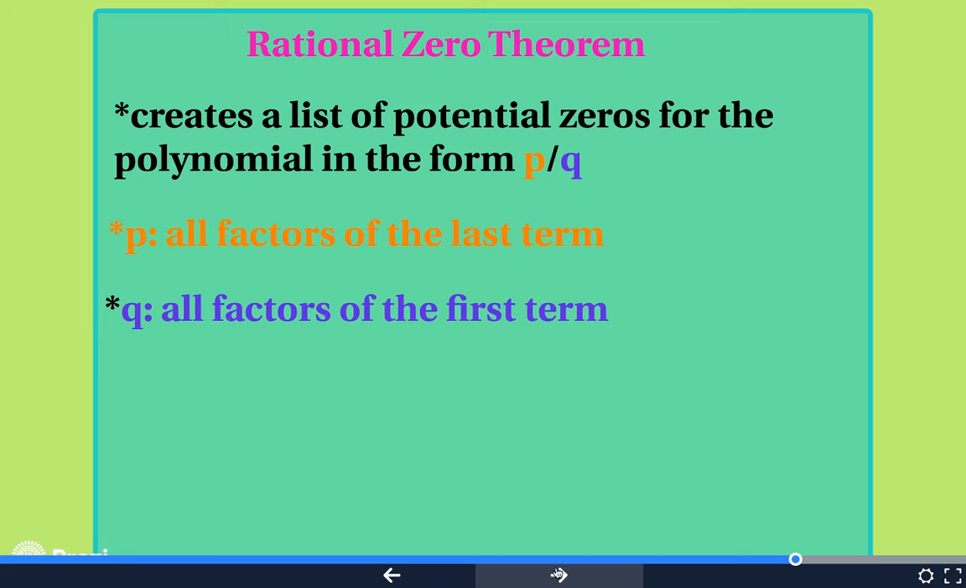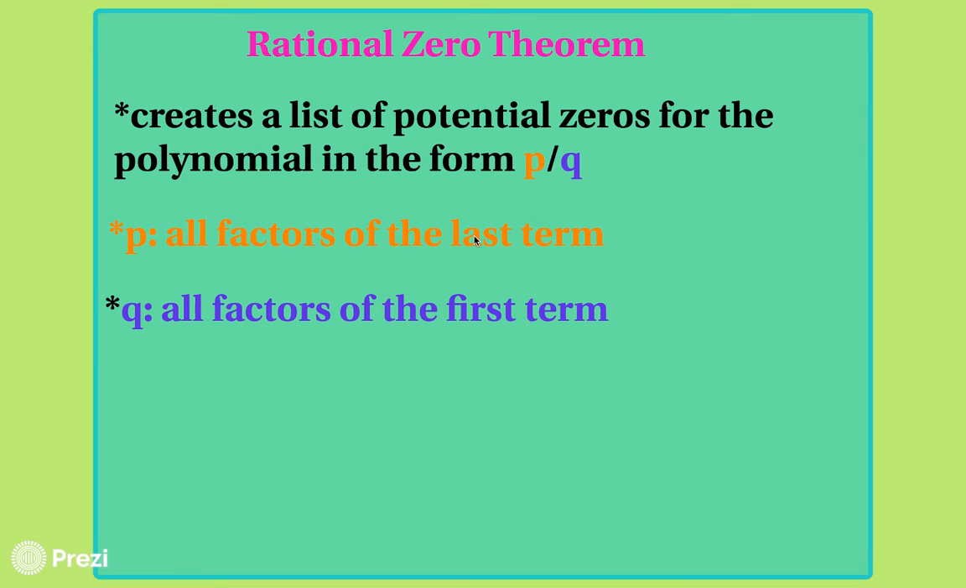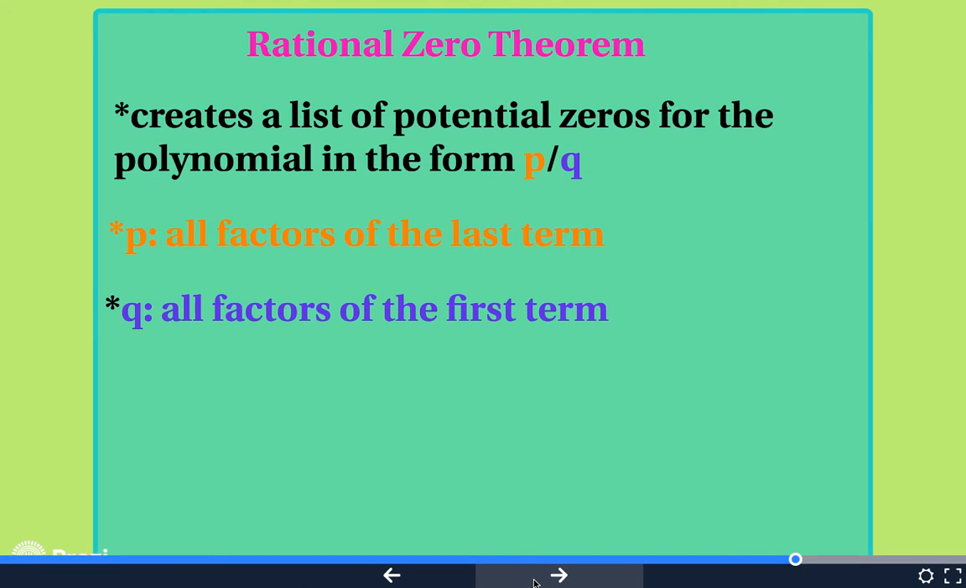Our q-values is everything that goes into the first term. And then we're going to take all the p's and all the q's and divide them. And that will be our potential list of zeros, which we will be putting into the box to test in synthetic division. And eventually, we'll be able to write our standard form and factored form, which is pretty cool.